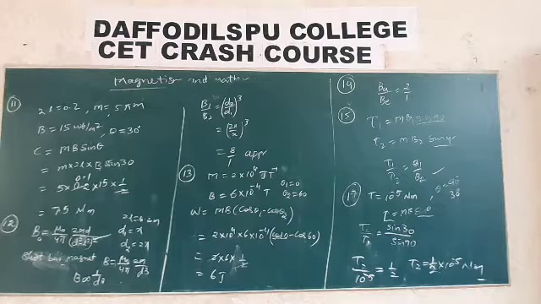Let us see 21st. A very small magnet is placed in the magnetic meridian with south pole pointing the north. The null point is obtained 20 cm away from the center of the magnet. So D is equal to 20 cm away from the center of the magnet. South pole pointing the north. So where do you get the neutral point? South pole pointing north means here on the axial line we will get it.